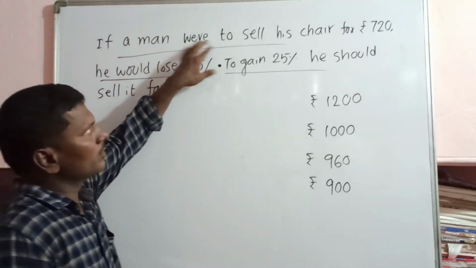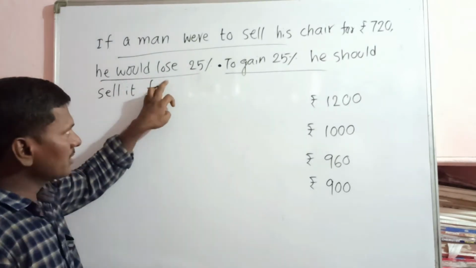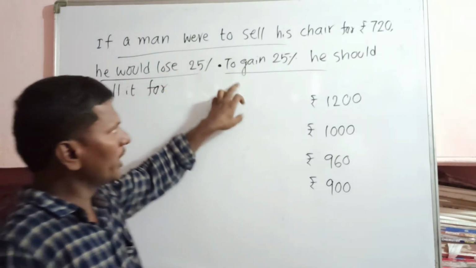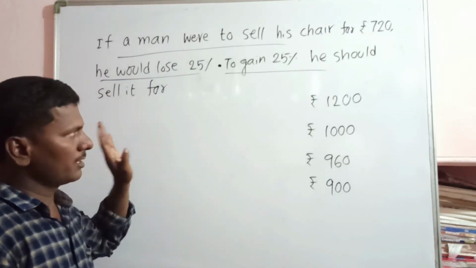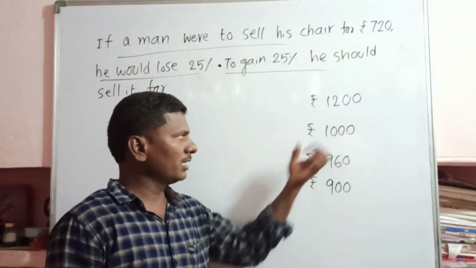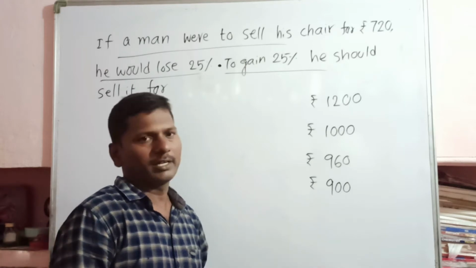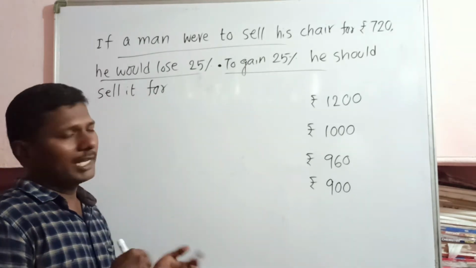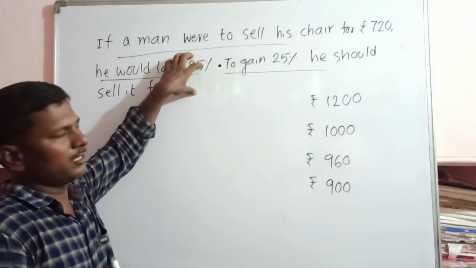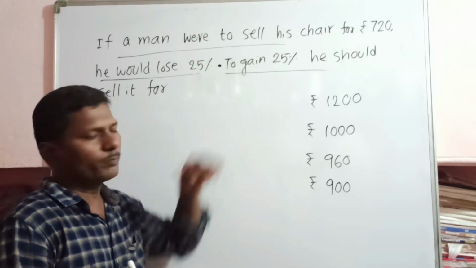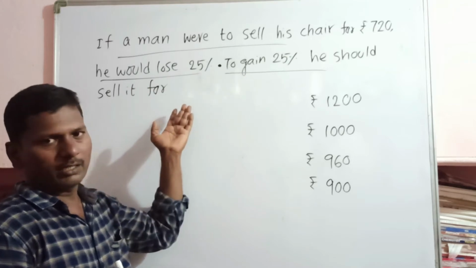If a man were to sell his chair for 720 rupees, he would lose 25%. To gain 25%, he should sell it for: first option is 1200, second is 1000 rupees, third one is 960 rupees, fourth one is 900. In the earlier questions, we were given only one value and one percentage. But in this question, we are given two percentages. Sometimes you are given one loss and one gain, or both are gain or both are loss.